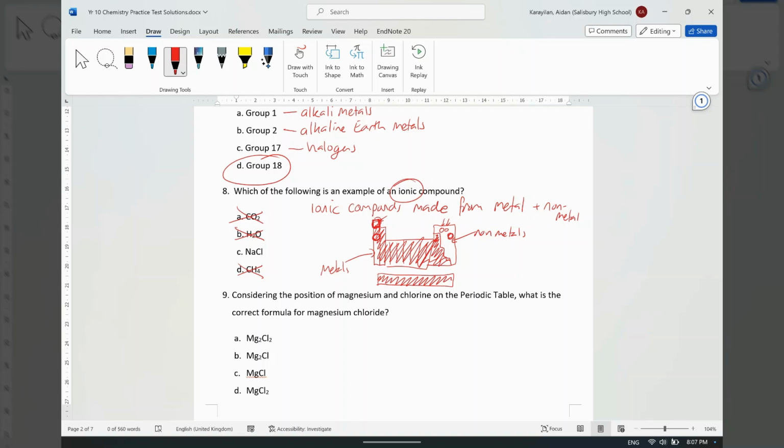Super quickly, we have our last substance, sodium and chlorine. Sodium is just here in the metal section. Chlorine is over here in the non-metal section. Therefore, sodium chloride has a metal and a non-metal together, showing that it is an ionic compound.